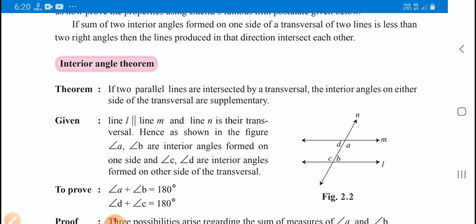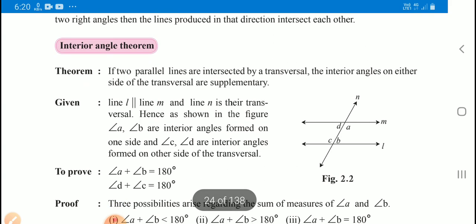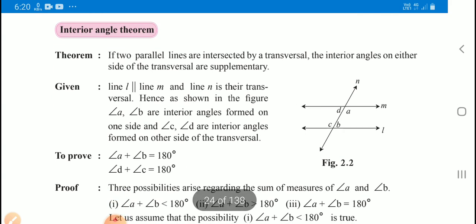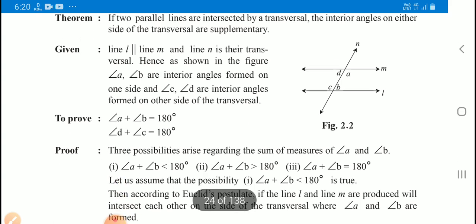So for that we will see the interior angle theorem. First of all, you have to write this theorem in your notebook. How to write the theorem, that I said to you. First you have to write the statement of the theorem, afterwards you have to draw the figure, and after that, the given, if any construction will be there, then the construction, to prove, construction and proof.